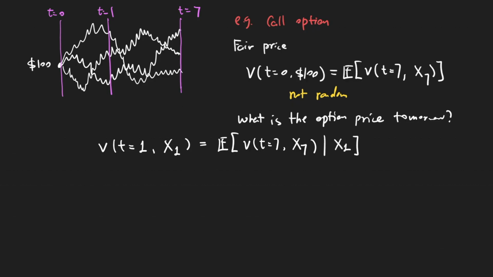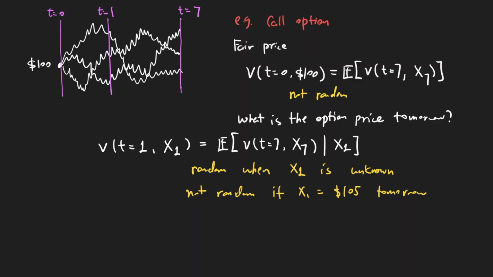Now this quantity is random when we don't know the stock price tomorrow. But this value will become fixed after we obtain the stock price tomorrow. So it's not random. For example, the stock price tomorrow is $105.